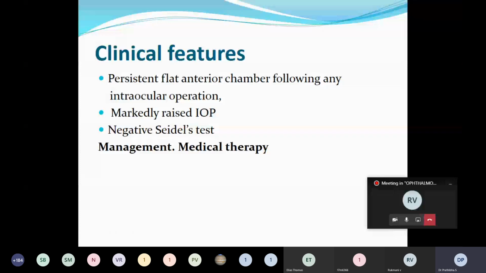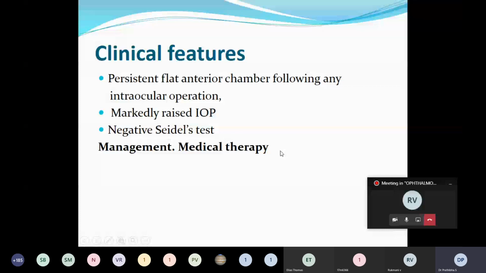Fluorescein dye is placed where there is a wound and we see whether there is a dilution of this dye. If there is dilution of the dye, that means there is a leakage from the anterior chamber. If the dye stays intact, then it is a negative Seidel test. That means the wound is properly closed. But still, even if the wound is closed, the anterior chamber is shallow here.